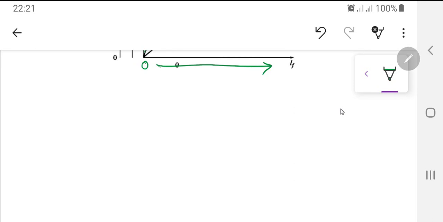Okay, now coming on to the last topic of today's lecture, which is a synchronous generator operating alone.